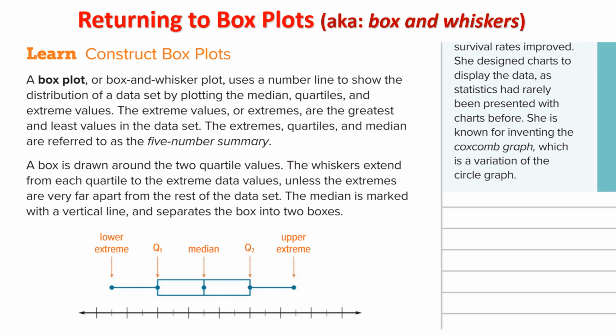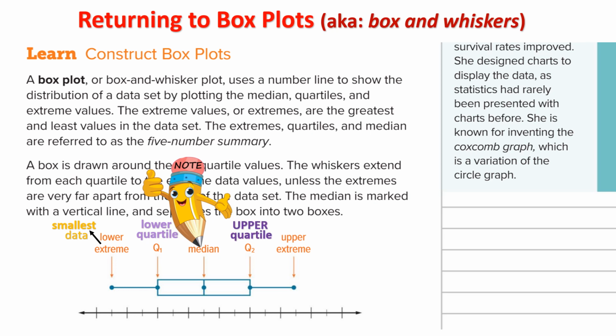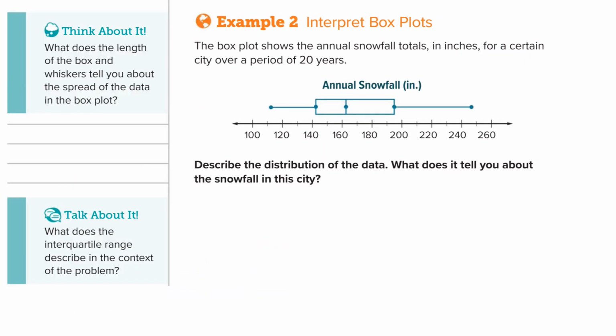So what I would suggest is that you add some notes to this image that's in your book, so that you know that when we're talking about the lower extreme, what we're talking about is the smallest data that's included in the data set. And when we're talking about our Q1, we're talking about our lower quartile. Our median is our median. Our Q2, as they're showing, is our upper quartile. And then our upper extreme, which I would never call it that, we just call it our largest number, our largest data. So if you mark that up, then you'll know what they're referring to, because I will probably not use those terms because I never have before.